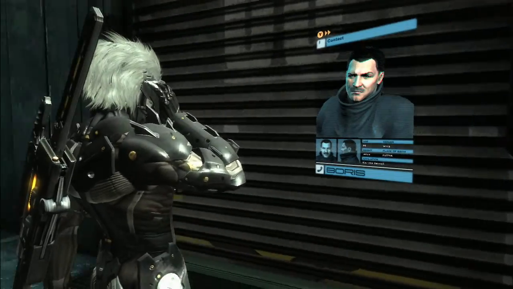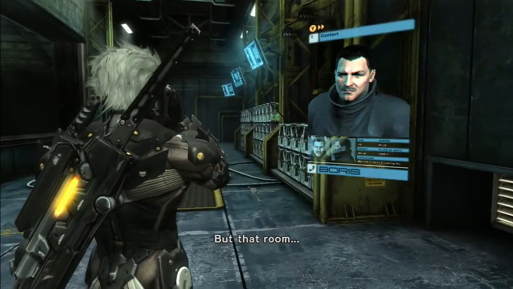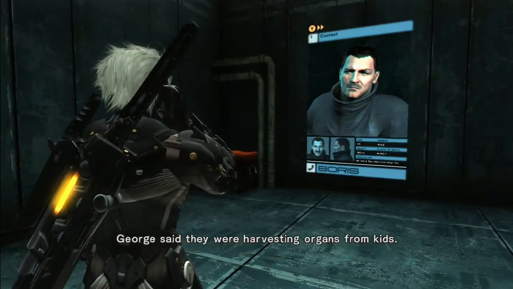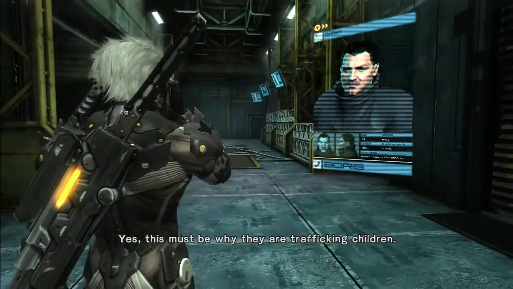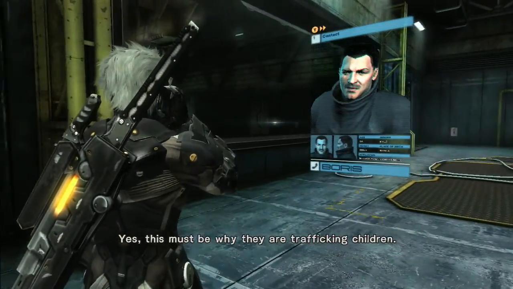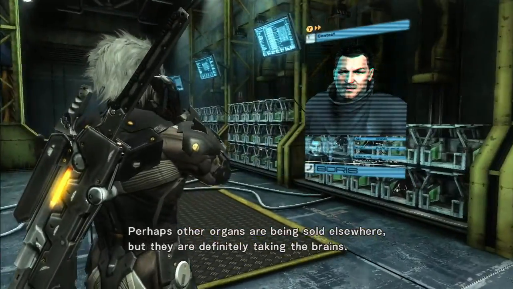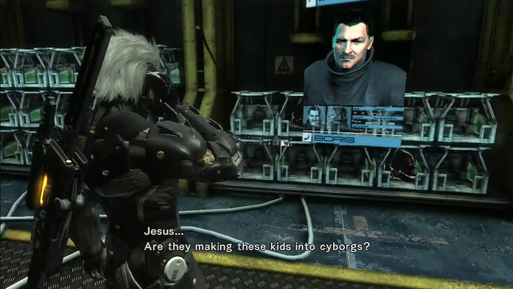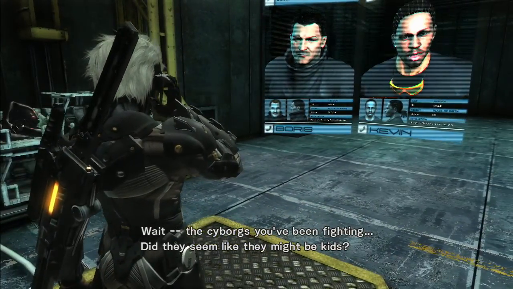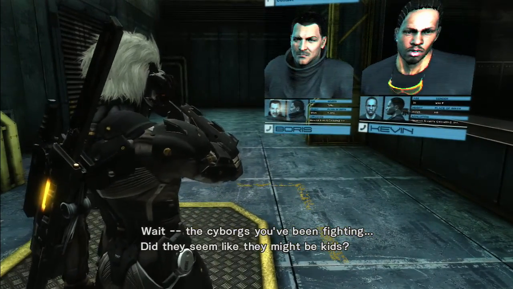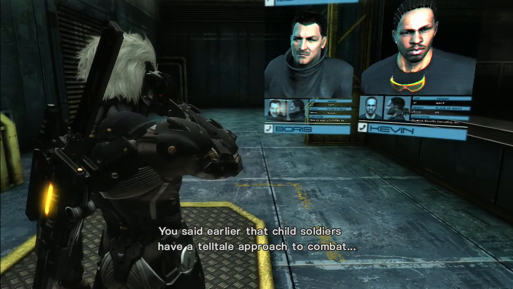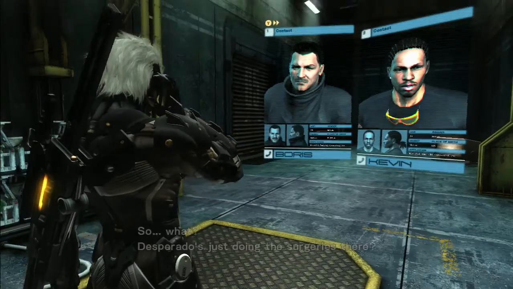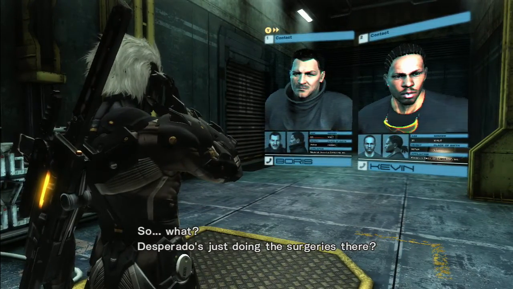Is it over? For now, yeah. But that room... those were cyborg brain casings. Duh. We saw. George said they were harvesting organs from kids. Yes. This must be why they are trafficking children. Perhaps other organs are being sold elsewhere, but they are definitely taking the brains. Jesus. Are they making these kids into cyborgs? Wait, the cyborgs you've been fighting, did they seem like they might be kids? You said earlier that child soldiers have a telltale approach to combat. Yeah, but I didn't see it here. Those weren't kids. So, what? Desperado's just doing the surgeries there?